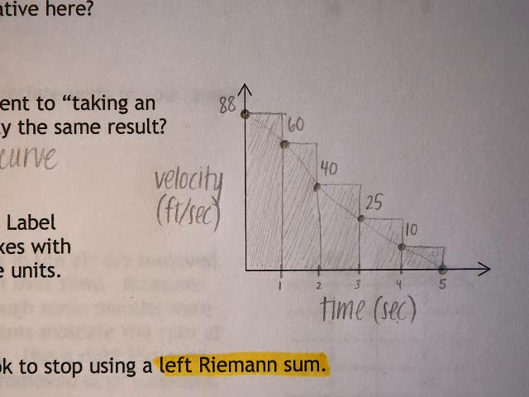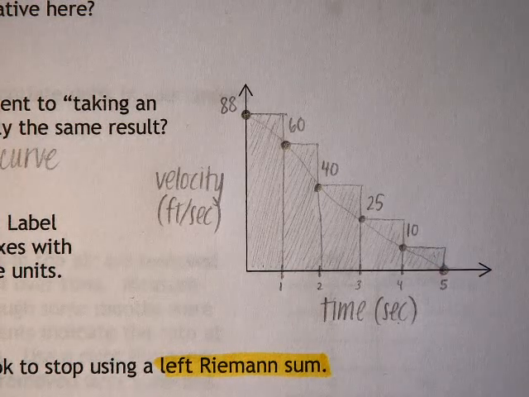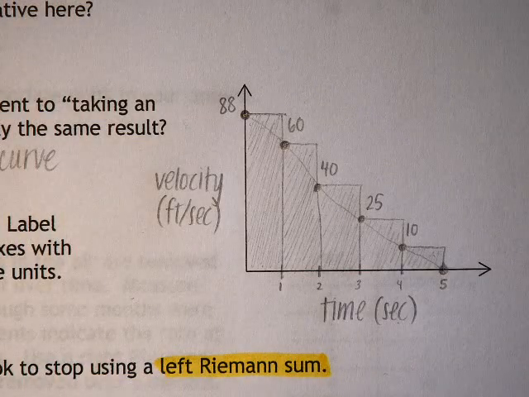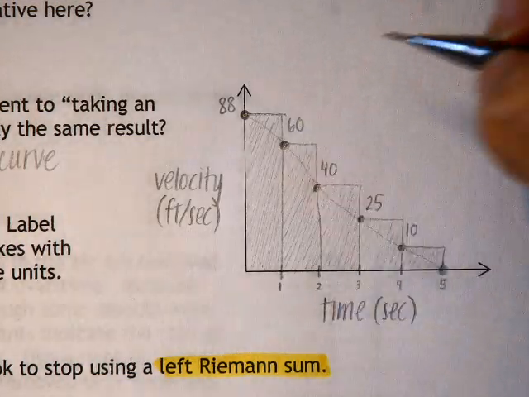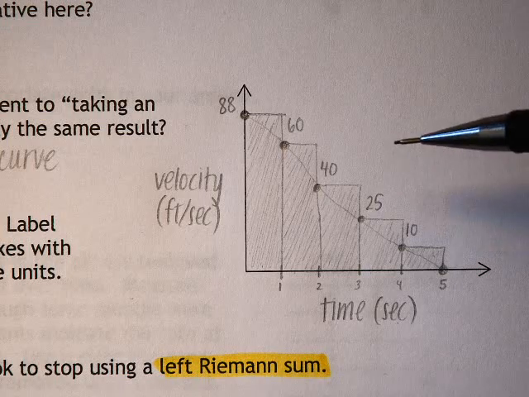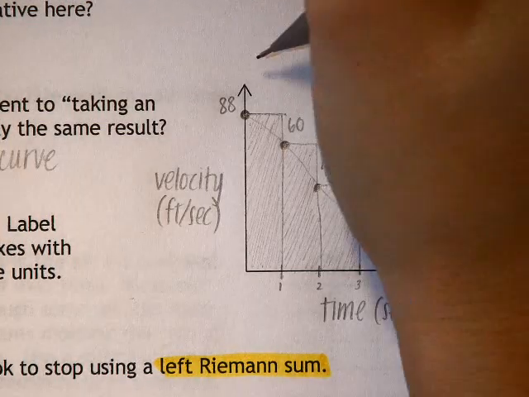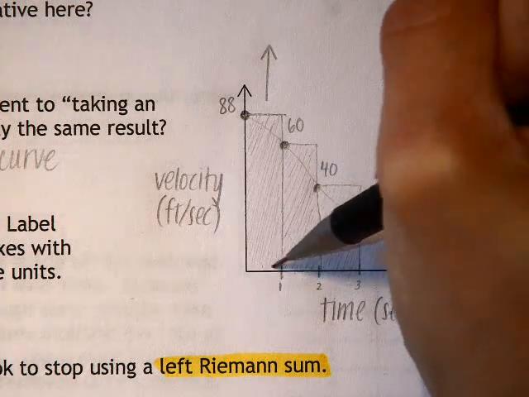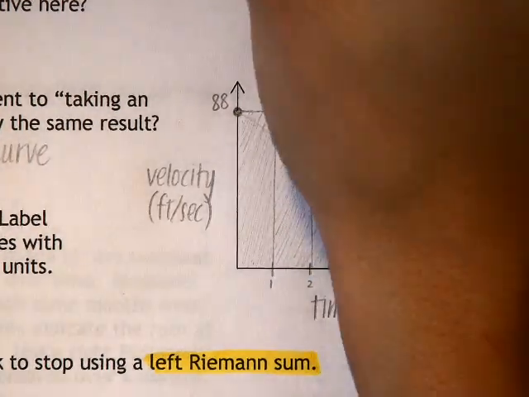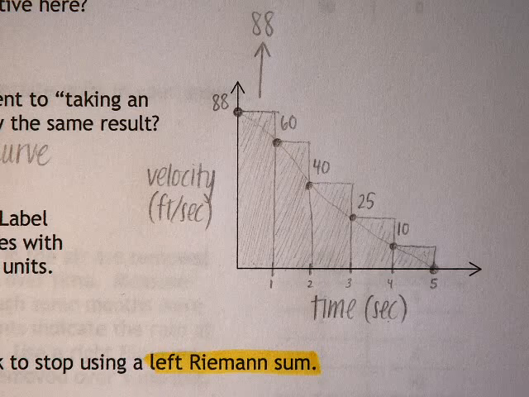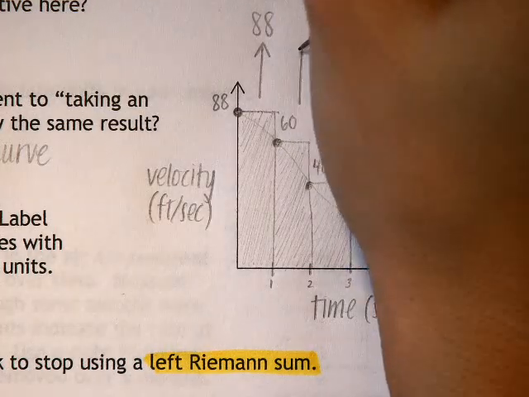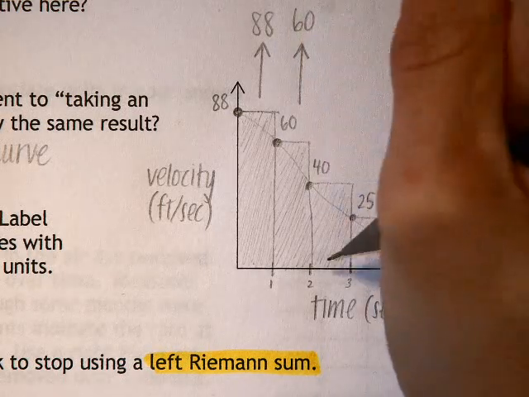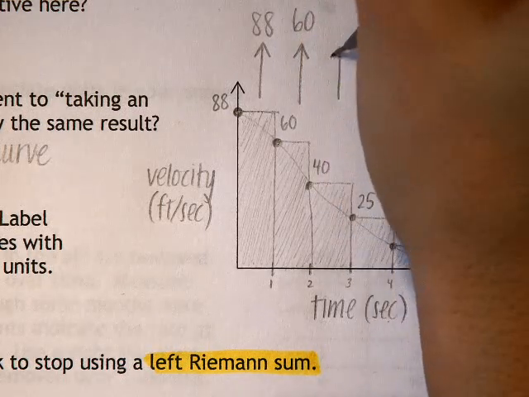Now, of course, we're going to find the areas just to get that part done. And then we'll figure out what's going on with the sum. Each rectangle has an area of base times height. So if we just do each one individually here, we can tell that the first rectangle has a base of 1 and a height of 88 for a total area of 88. The second rectangle has a base of 1 and a height of 60. The third rectangle has a base of 1, height of 40.